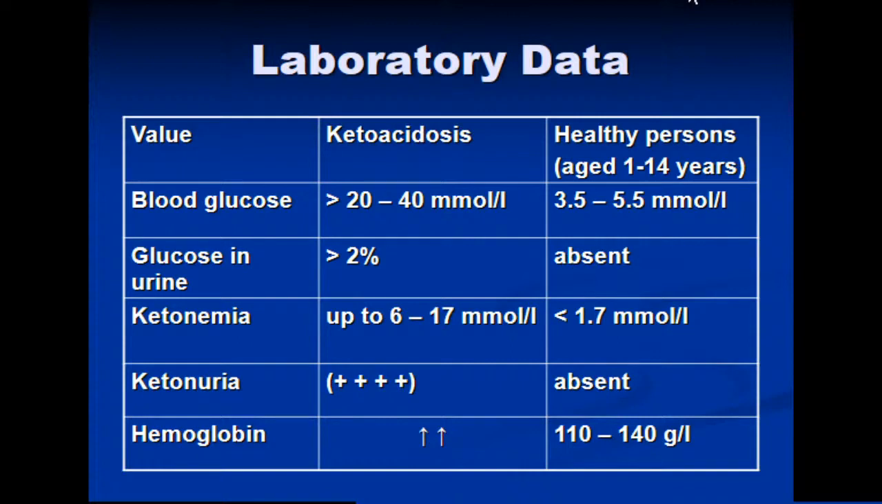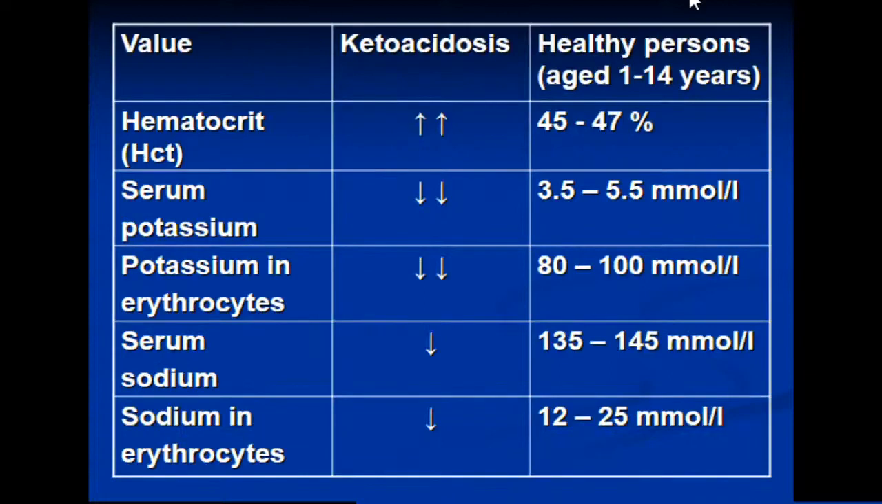Hemoglobin increases. Hematocrit also increases. Why increase? Because of developing dehydration. Normal hematocrit 45 to 47%. Serum potassium decreases; normal level 3.5 up to 5.5. Potassium in erythrocytes decreases; normal level 18 to 100 millimole per liter. Serum sodium decreases; normal level 135 to 145. Sodium in erythrocytes also decreases; normal level 12 to 25 millimole per liter.